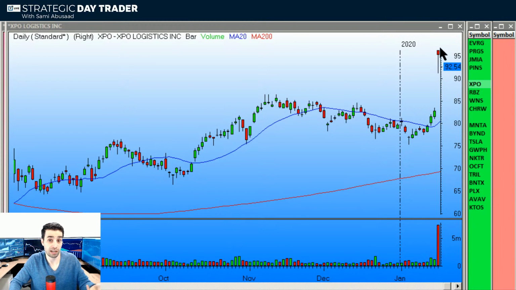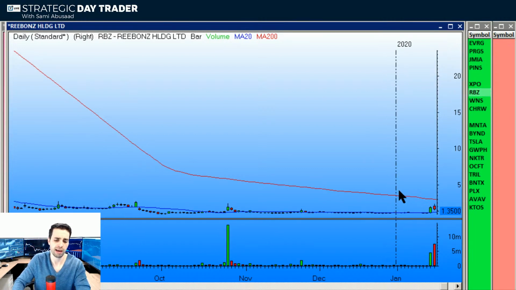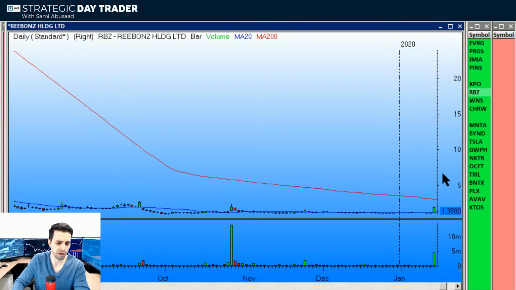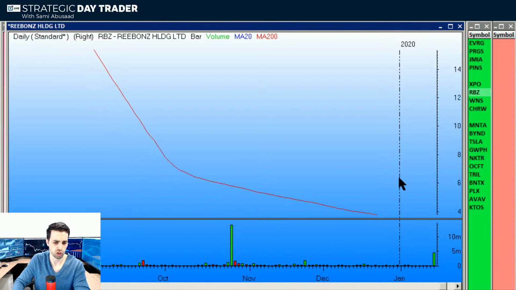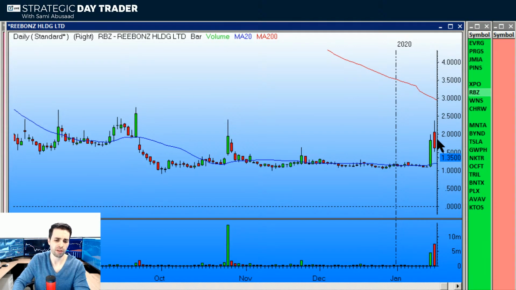Maybe I can actually play it as a novice gap and play it short. Next on the list is RBZ, and this is like the JMIA. Printed a big green bar. The chart is very squished, so you'd have to kind of open it up to see. Printed a huge green bar, and then the next day gapped up. That's novice because it's far from the 20, already a huge green bar.